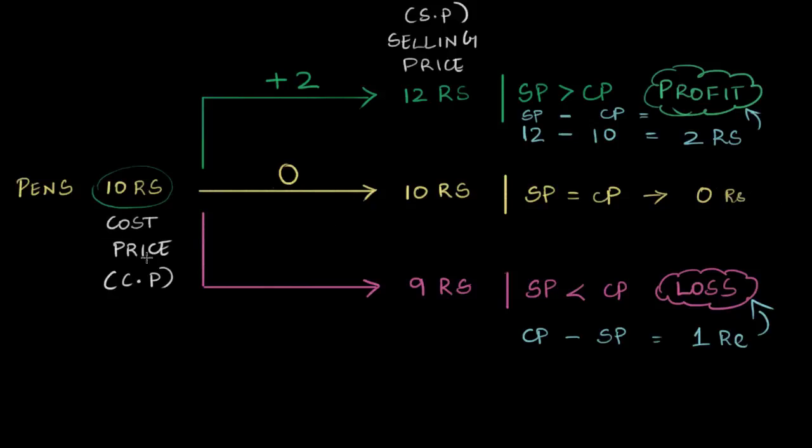And if you have to go from 10 to 9, what must you do? 10 minus 1 is 9. So you write 10 minus 1 over here. 10 minus 1 equals 9. Then you can say, okay, I have to subtract to go to my selling price. Then I say a negative sign. So a negative means loss. And how much is that loss? It's 1 rupee.